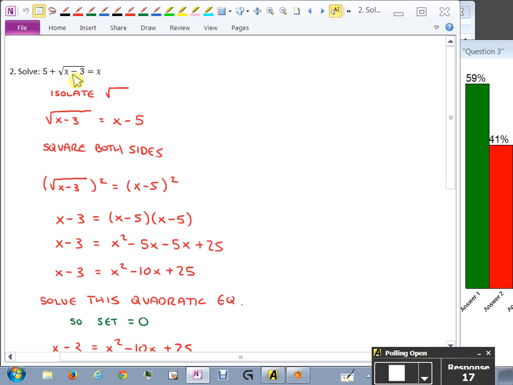This is an easier problem than the one I gave you on your quiz. The one on your quiz, if you remember, had 2 radicals in it. You had to repeat the process. So you might want to go look at your quiz.